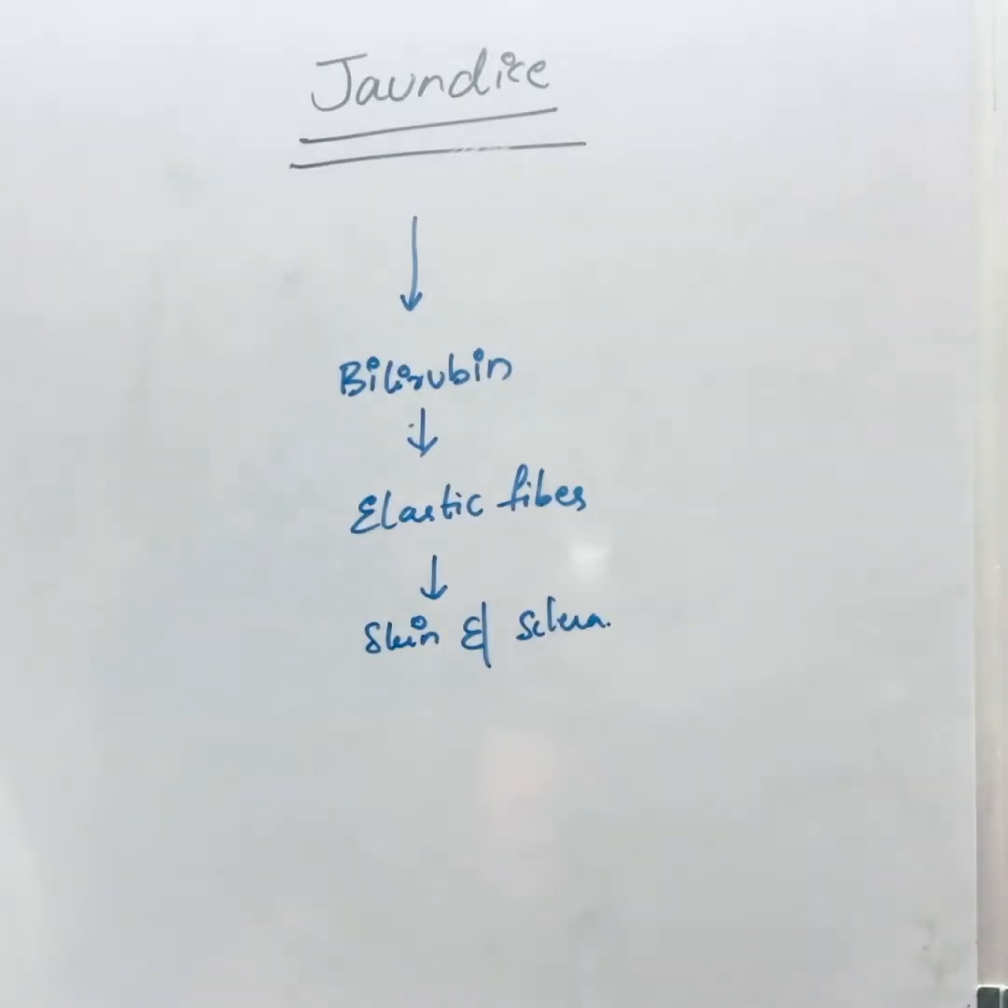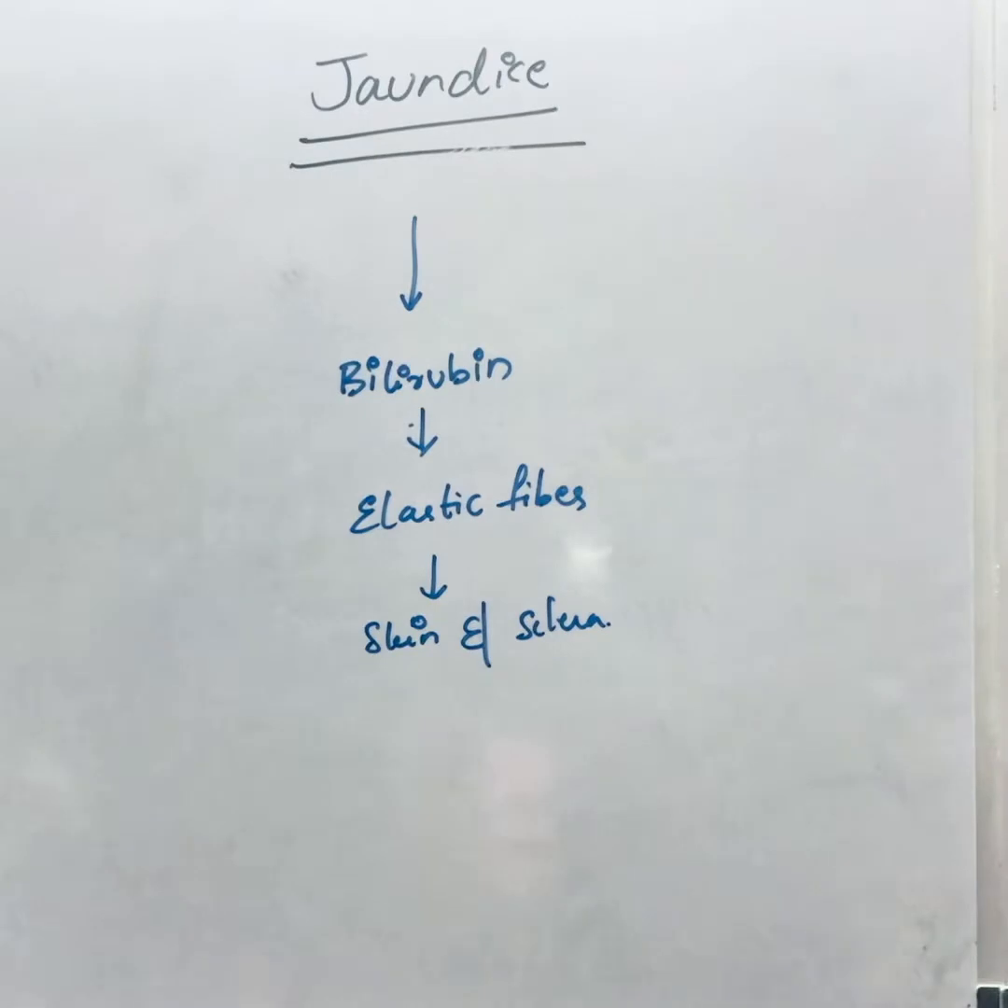Hello everybody. Today we are going to discuss jaundice. What happens in jaundice? The bilirubin content in our body is increased. Because of that, yellow discoloration is seen. We see this discoloration in the skin and the sclera.